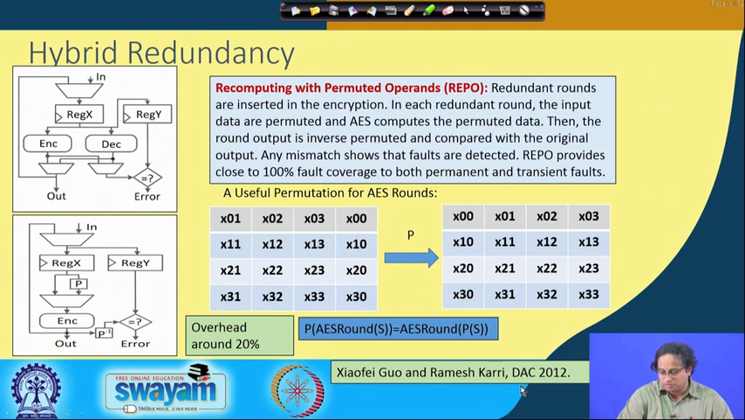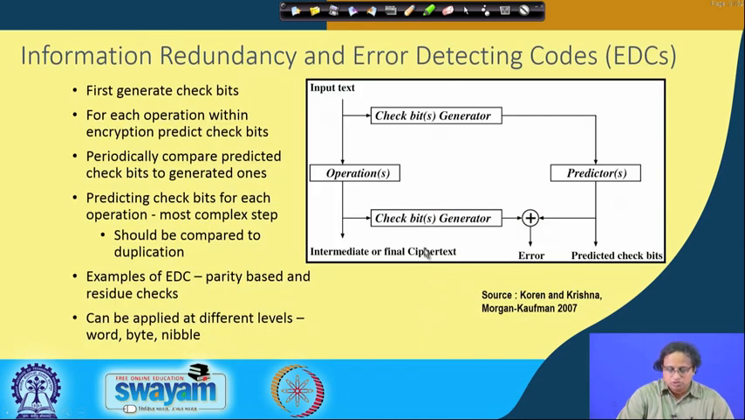This paper was published in DAC in 2012, and this is a reference corresponding to this work. Now there is another very important class of redundancy, called information redundancy, and it is based on error detection codes.